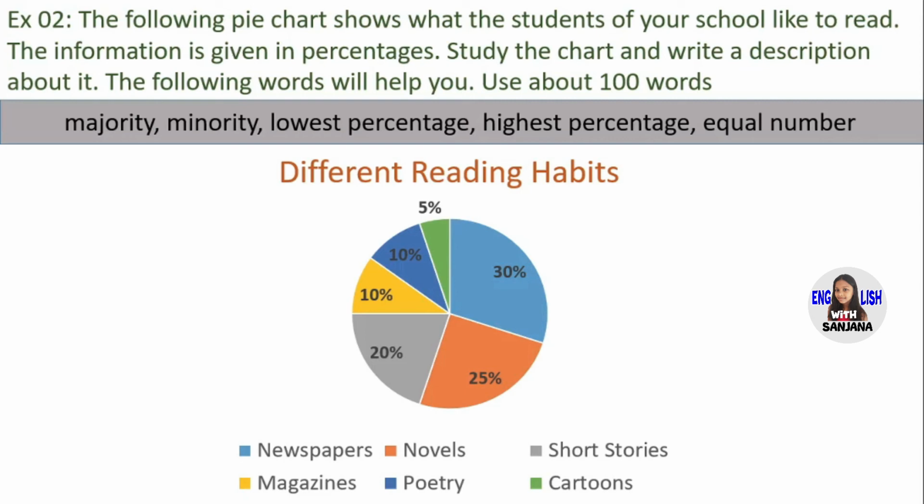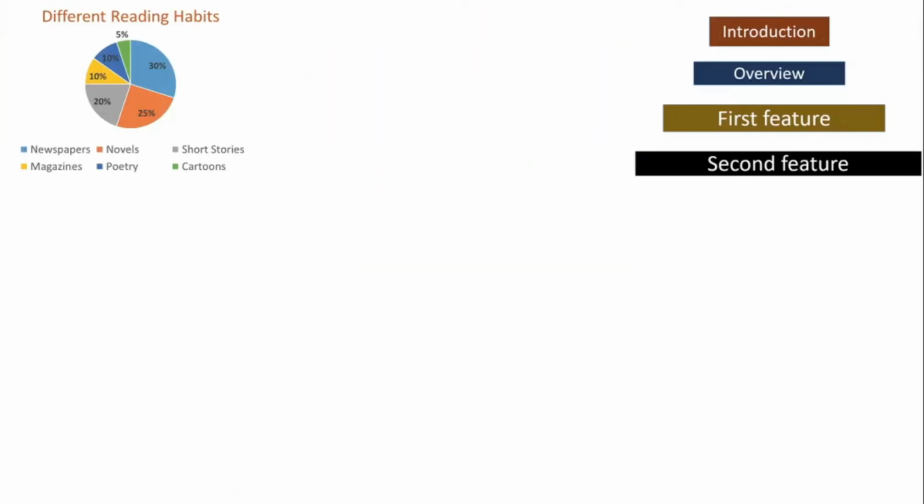30% of the students read newspapers, 25% novels, 20% short stories, 10% magazines, 10% poetry, 5% cartoons. Let's move on to the description. You can use the same structure. Introduction, overview, first feature, second feature.